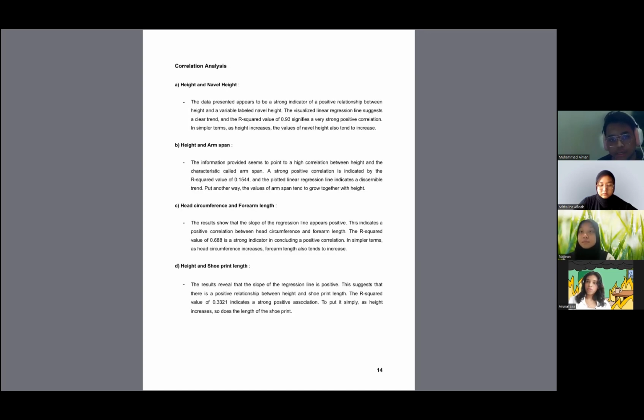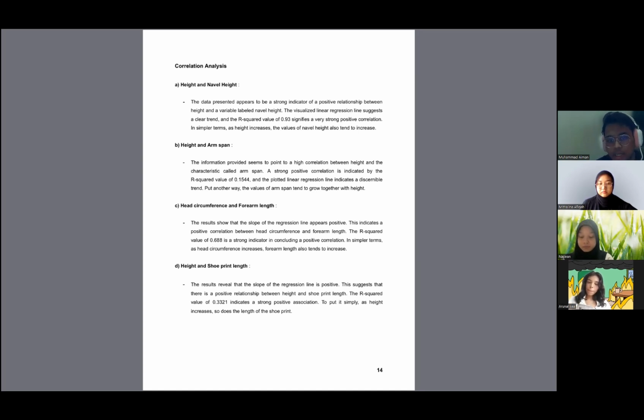To conclude the correlation analysis, first one is the height and navel height. So the data presented appears to be a strong indicator of a positive relationship between height and a variable labeled navel height. So the visualized linear regression line suggests a clear trend, and the R-squared value of 0.93 signifies a very strong positive correlation.